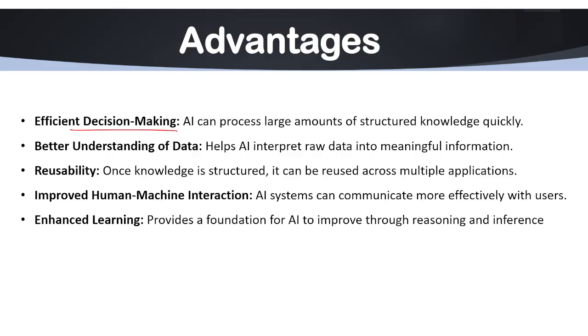Advantages include efficient decision making. As I have told you, it always makes decisions based on the knowledge it has and based on previous experiences. As you can see here, AI can process large amounts of structured knowledge quickly. Always remember, any AI device, any knowledge representation always uses structured knowledge only. Another advantage is better understanding of data. So it helps AI interpret raw data into meaningful information. Reusability means once knowledge is structured, it can be reused across multiple applications.